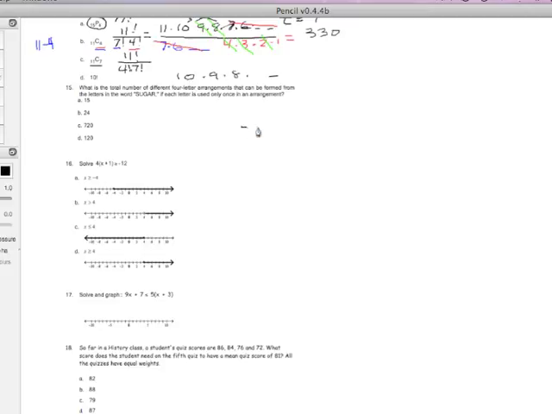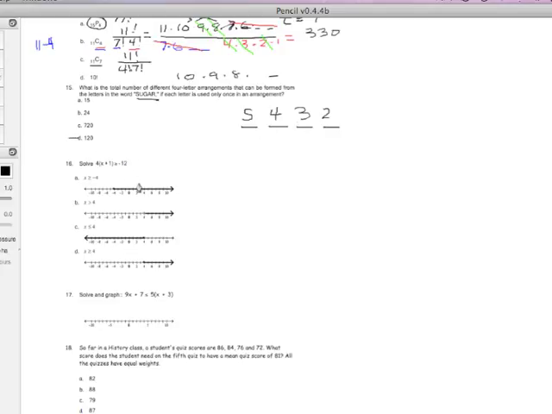Okay, so first we would draw 4 spots, right? And how many choices do we have for the first spot? Well, there's 5 different letters here, so that's 5 for this first spot, leaving 4 for the second, 3 for the third, and 2 for the last. So that's 5 times 4 is 20, times 3 is 60, times 2 is 120.